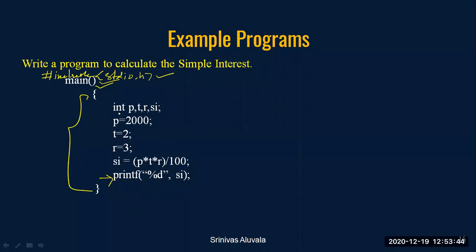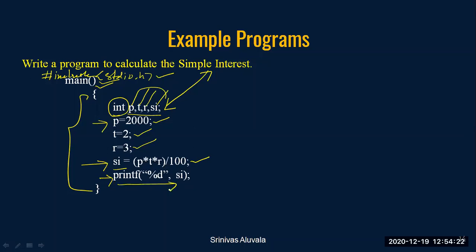In the body, to find the simple interest, I required four symbols: one for entering the principal amount, one for the time period, one for the rate of interest, and the other for calculating the simple interest. And the kind of value I am going to store in all four variables is integer. Then I have given the p value. This is the declaration and initialization, or definition, and t equal to 2 and r equal to 3. Then I'm computing the simple interest, si = p*t*r/100.